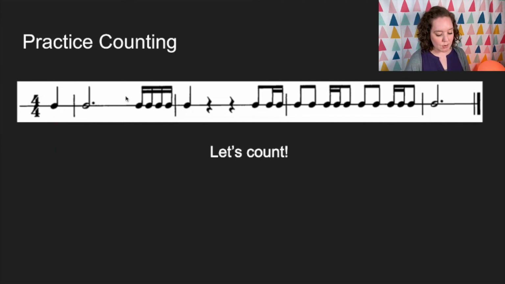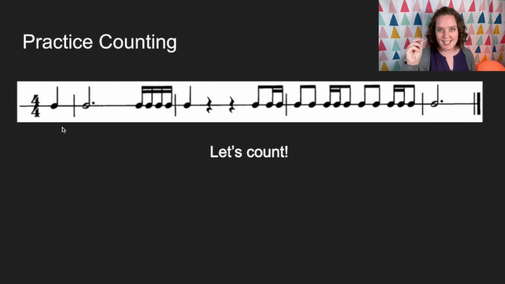All right, so let's count it. So if this is an anacrusis, we're going to start that on beat 4, because remember those other 3 beats, the first 3 beats are here at the end of that measure. So we're going to start this on beat 4. I'll give you 3 beats and then we're going to count this together. Watch out for those 16ths and watch out for those rests.